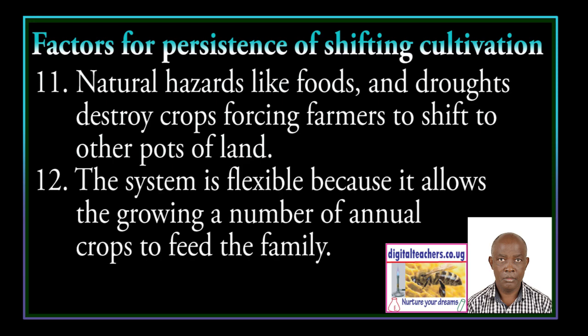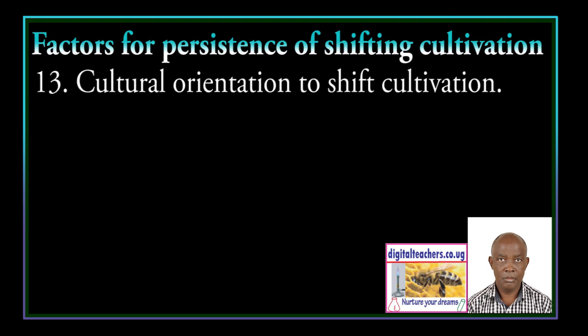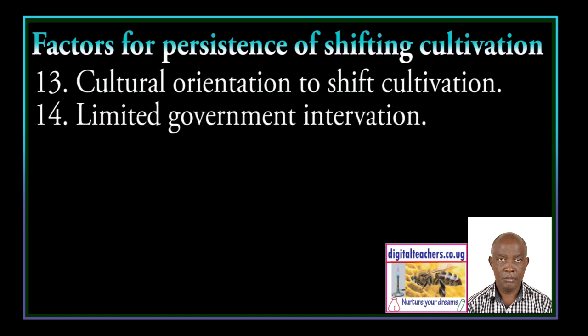The system is flexible because it allows growing a number of annual crops to feed the family. Cultural orientation to shift cultivation. Limited government intervention.